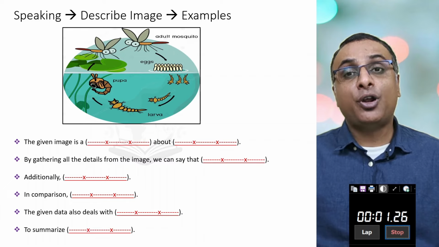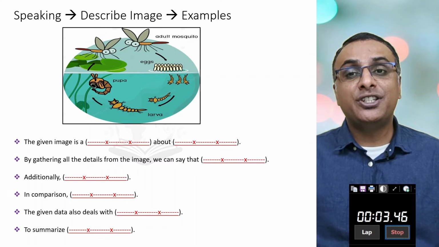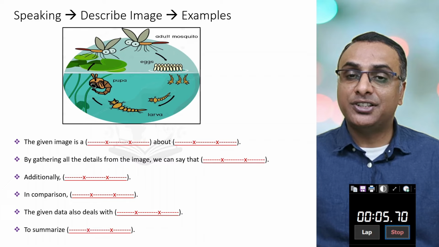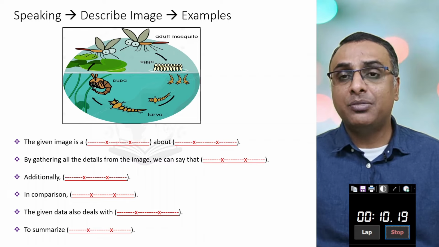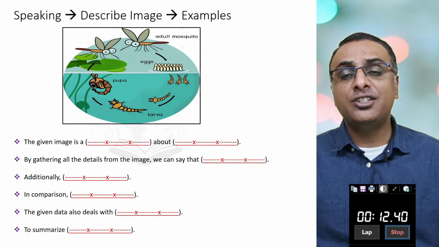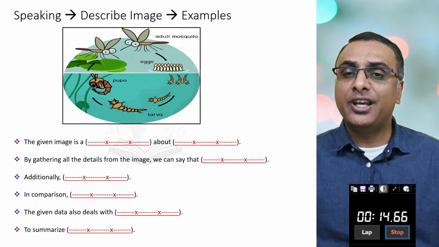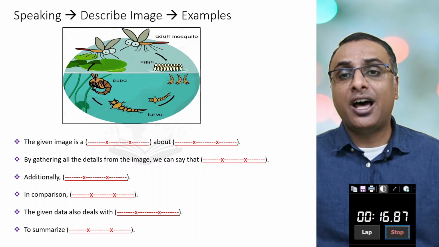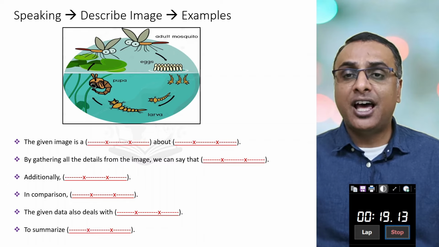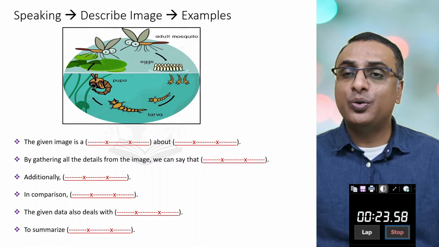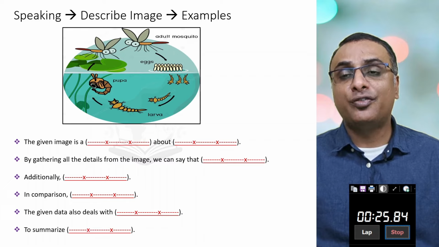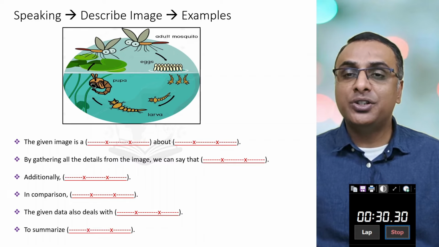The given image is a process flow chart of a mosquito which is from eggs until adult mosquito. By gathering all the information from the image, we can see that the adult mosquito lays multiple eggs on the surface of the water. After a few days, these eggs will hatch into a larvae inside the water. This larvae feeds inside the water and turns into a pupa. So after a few days, this pupa emerges out of the water with wings, which is called as an adult mosquito. In conclusion, this is the life cycle of the mosquito.